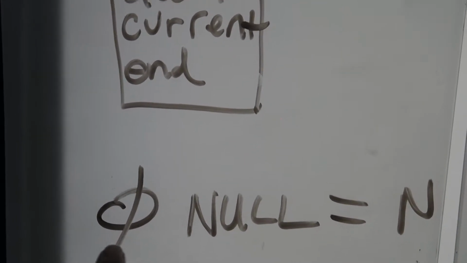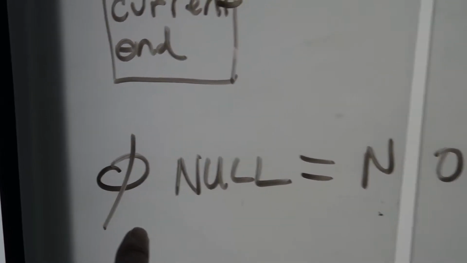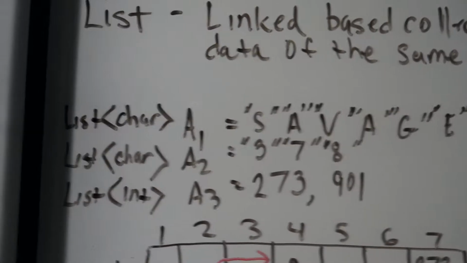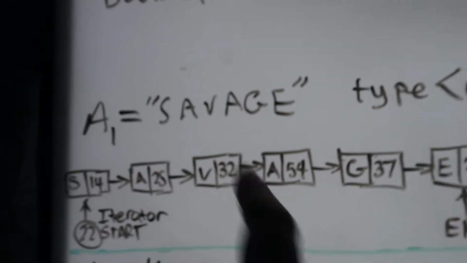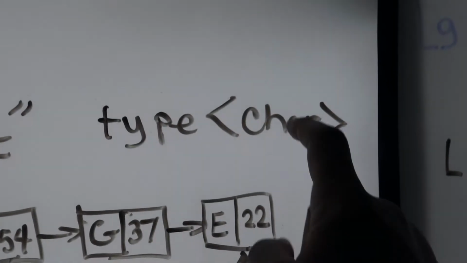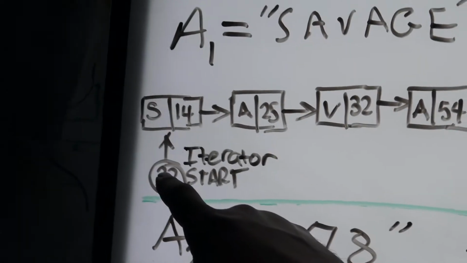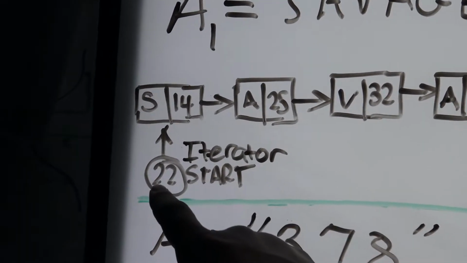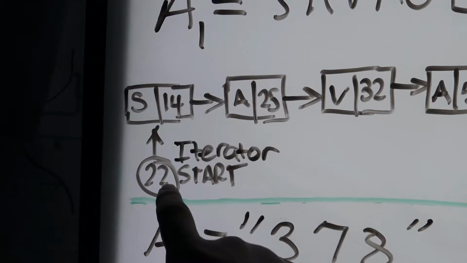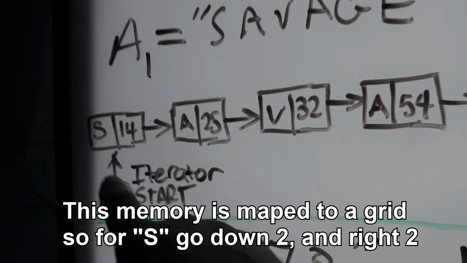I'm going to show you two different ways that this is represented in the list using my three examples, A1, A2, and A3. We're going to start with A1, which has the word savage and is of type character. So you're starting off this list with the iterator. The iterator is going to point to the start. That's why I have the iterator start at 22.